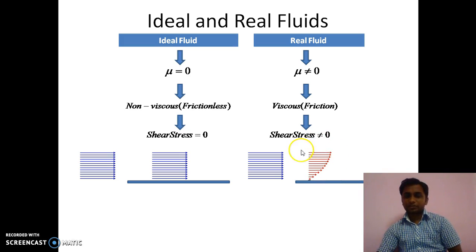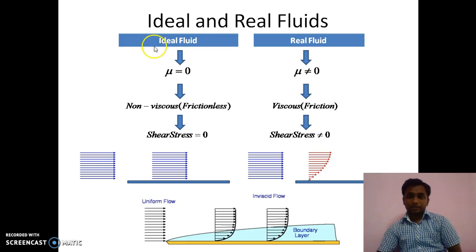So this behavior is shown in the case of real fluids, and this is a clear distinction between ideal and real fluids. Ideal fluids have zero viscosity, whereas real fluids have non-zero viscosity. There are no shear stresses developed in ideal fluid, whereas in real fluid shear stresses will be developed. And the velocity profile in ideal fluids is rectangular, whereas the velocity profile in real fluids is parabolic in nature.